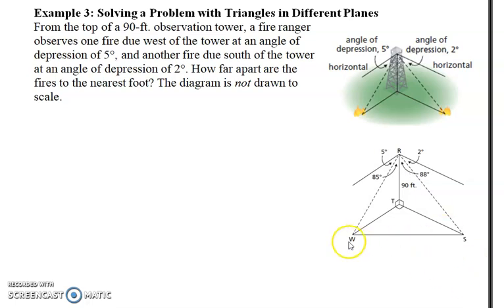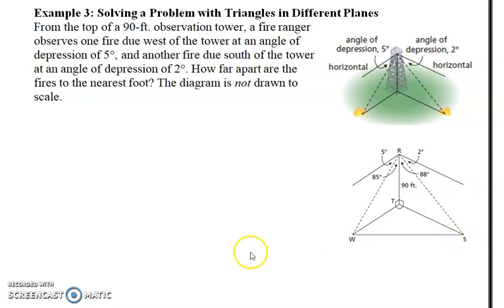So what we want to do is find the distance from the west fire to the south fire. What we'll need is to get the length from T to W. We'll have to get the length from T to S, and then you guessed it, do the Pythagorean theorem to get WS. So that's what we're going to do here today.